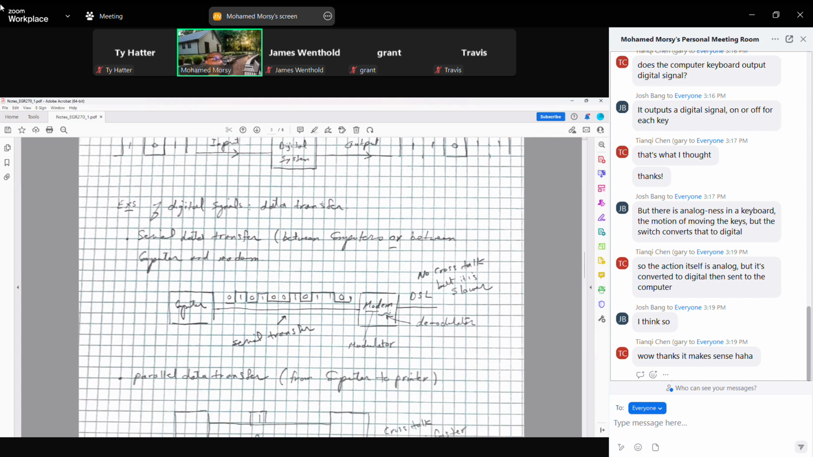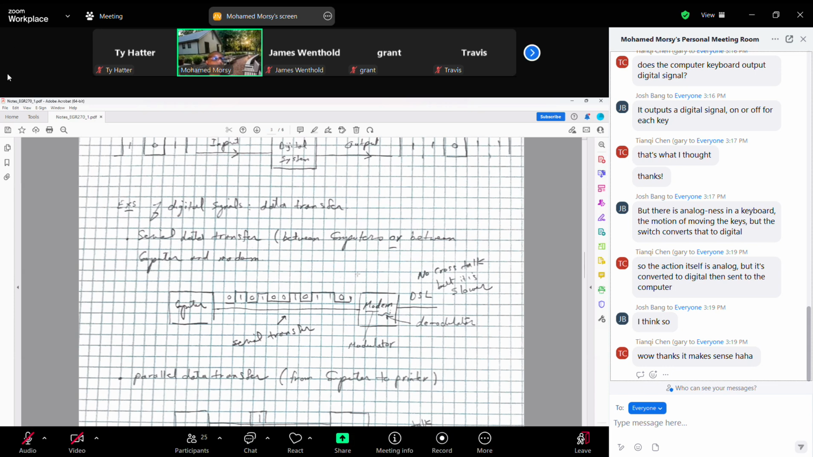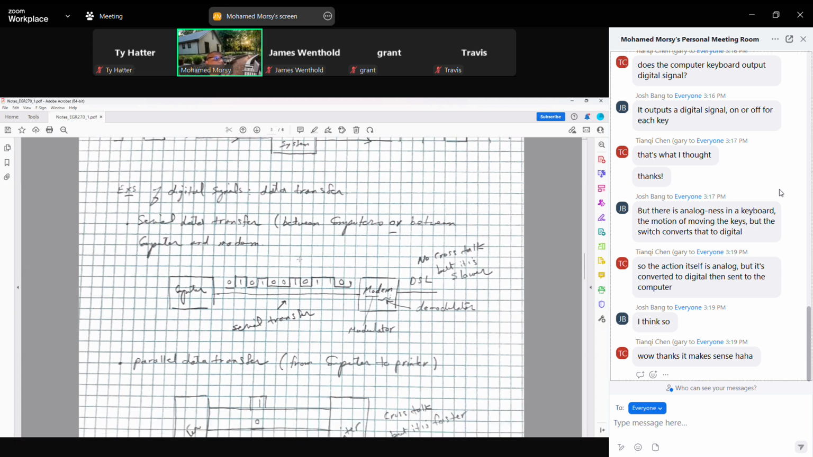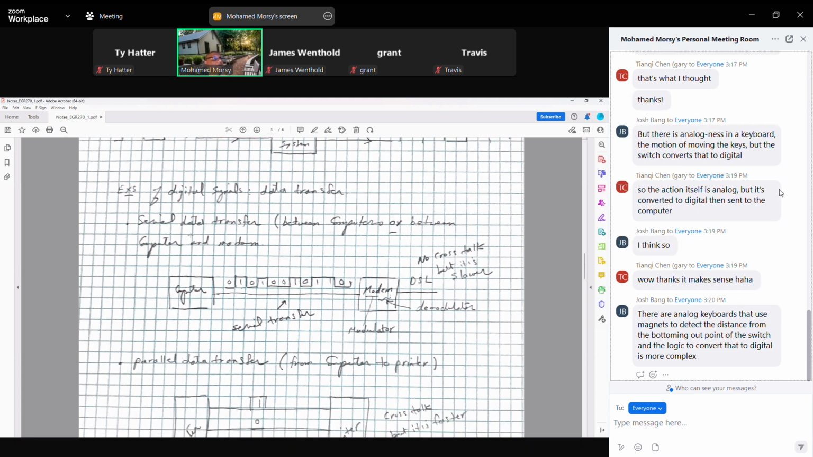Examples of digital signals like data transfer. We have either serial data transfer, like between computers, or between computer and the modem. We have serial data transfer and we have parallel data transfer.